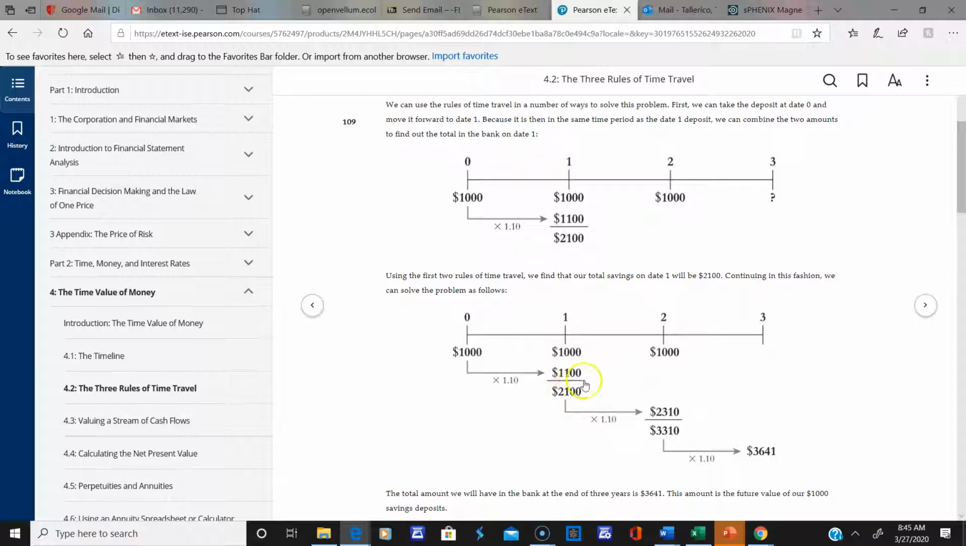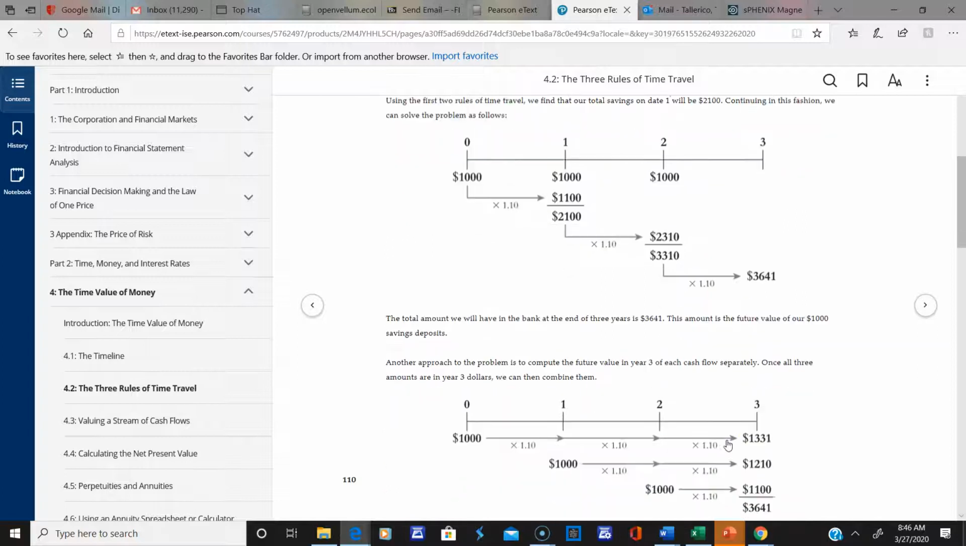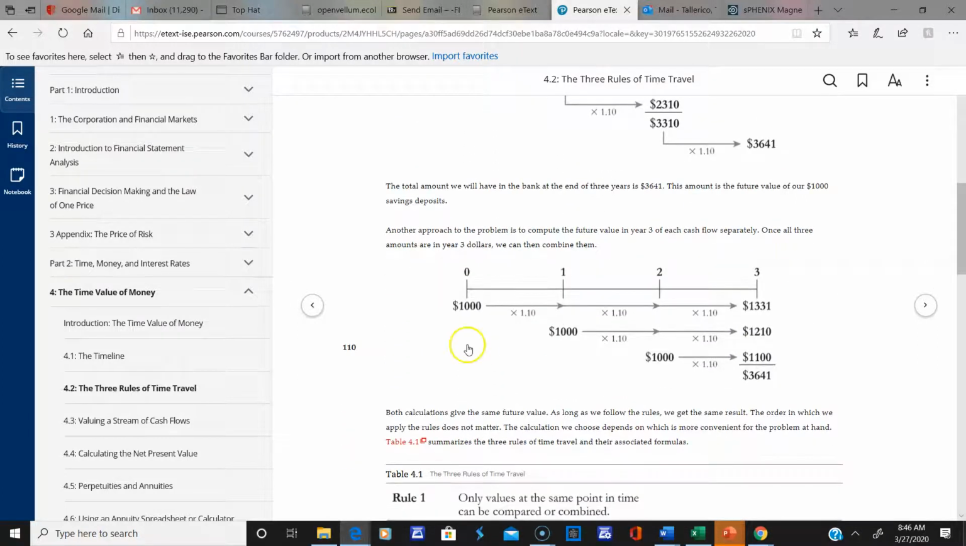So you now take this 2,100 and apply 10% to bring it to the future again. So this becomes 2,310 plus the 1,000 that you deposited, and you now have 3,310, right? And by the end of the third year, you get another 10%, and you get 3,641. That's the first way. Another approach is to do each one individually, right? You do this for 3 years, 1, 2, 3. You do this for 2 years, and you do this for 1 year.